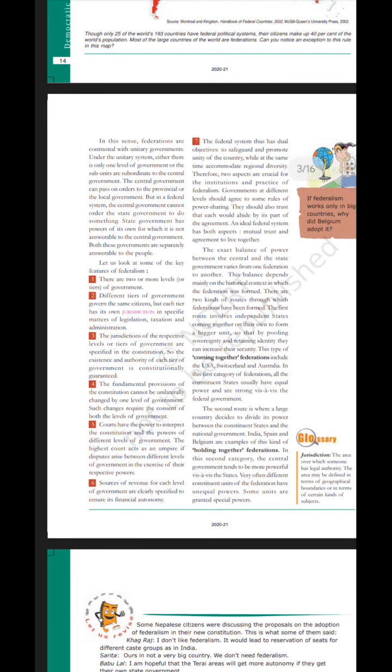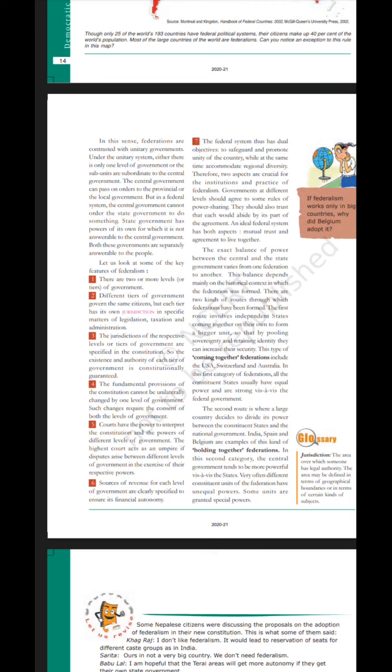The federal system thus has dual objectives: to safeguard and promote the unity of the country, while at the same time accommodating regional diversity. Therefore, two aspects are crucial for the institutions and practice of federalism. Governments at different levels should agree to some rules of power sharing. They should also trust that each would abide by its part of the agreement. An ideal federal system has both aspects: mutual trust and agreement to live together.